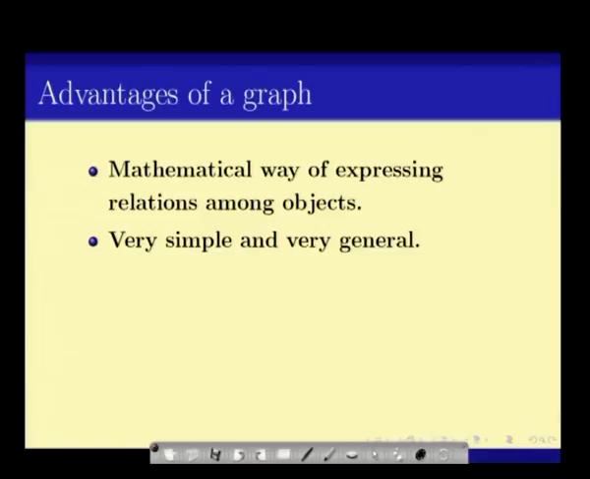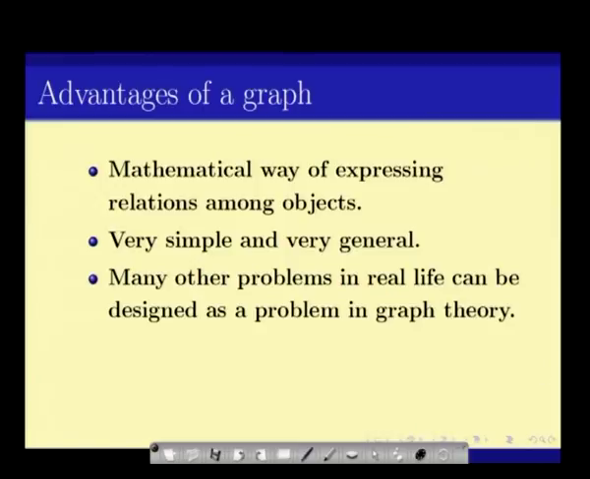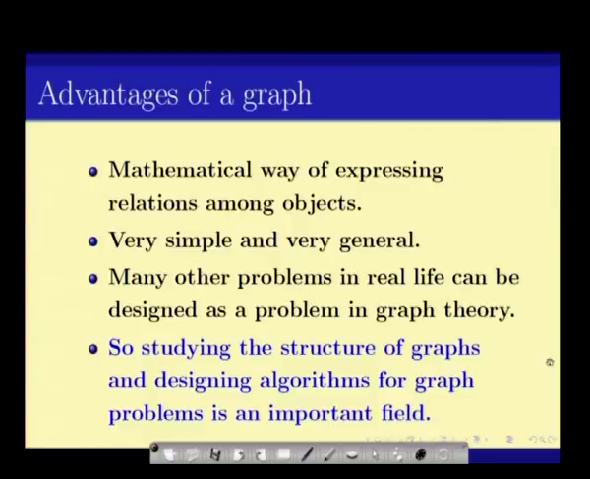We had seen all of them in the last lecture. The advantage of looking at graphs this way is that, first of all, it is a very mathematical way of expressing relationships among objects. It is something that we have to do in many real life applications as well as computer applications. This way of representing graphs is a very simple and general technique. Many problems in real life can be modeled as problems in graph theory. We saw some examples of it in the last lecture, and therefore, studying the structure of graphs and designing algorithms for graphs is an important field.